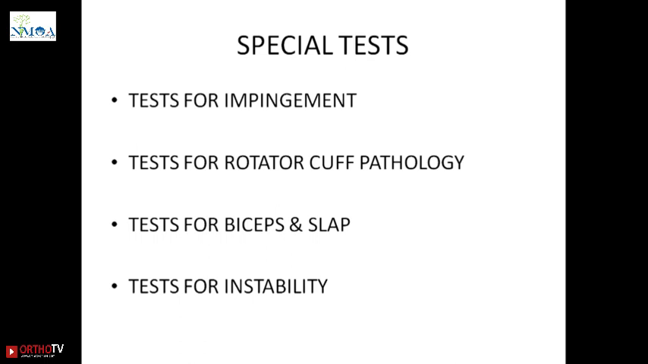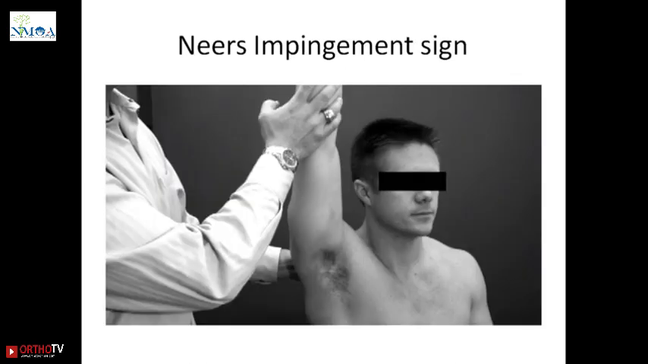These are the tests which we usually stick to. They have good specificity and sensitivity. I have classified them into the tests for impingement, tests for rotator cuff pathology, tests for biceps, and tests for instability. So what are the tests for impingement?